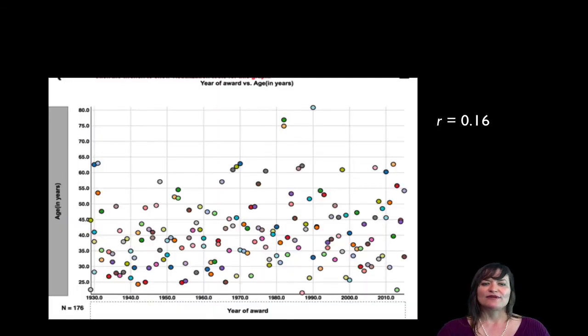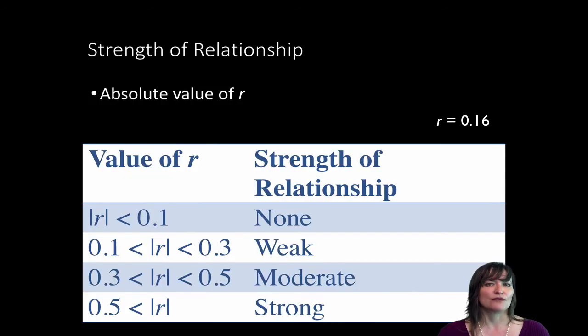The r value that we've calculated is 0.16, and so that's a positive number. As one increases, the other increases. As the years have gone on, the age of the actors has increased. 0.16 is in the weak range. It's a weak relationship.